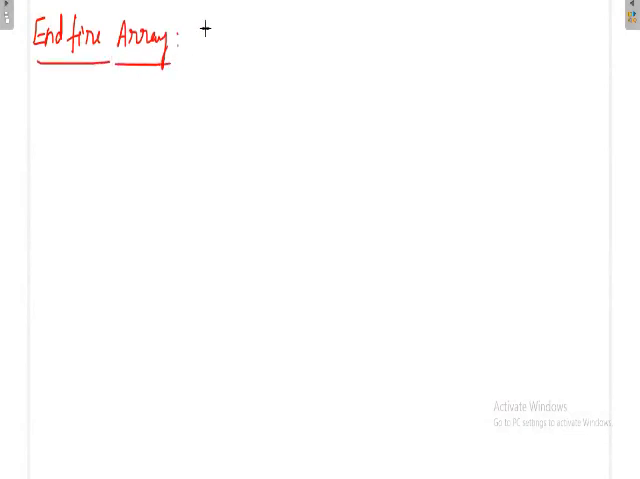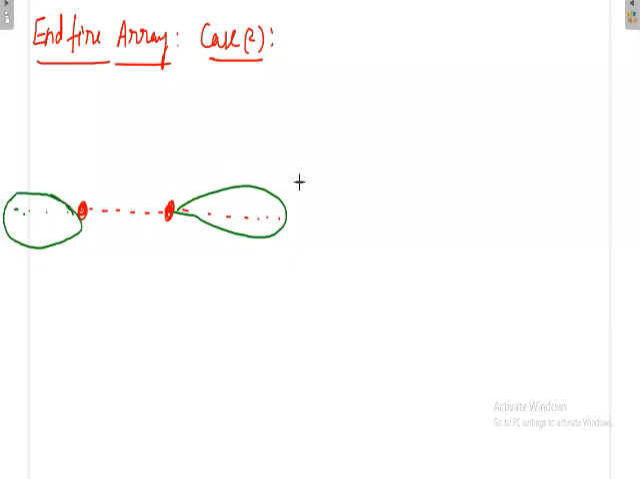Okay, so now this is our case 2. When you have an endfire array, what is the direction of maximum radiation? See, I have an antenna here and an antenna here. I'm just connecting this point and extending. My direction of maximum radiation will be along the array axis. It can be in this direction or in this direction also, but the direction of maximum radiation is along the array axis. That's also okay. It can be in any one of the directions.